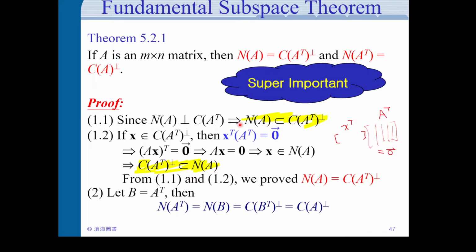With these two inclusions, and here I should technically write the inclusion with an equal sign to mean that they can be naturally equal, we know that those two sets are equal. So the orthogonal complement of C of A transpose is equal to the null space of A.